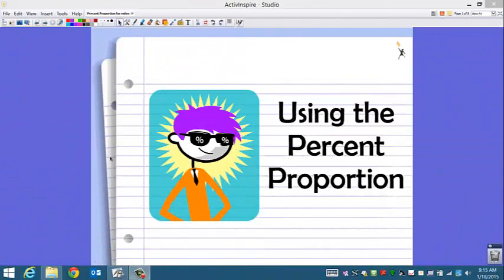This lesson is on using the percent proportion. You have learned how to solve for the percent of a number, the percentage amount, or the whole amount by using percent bar models. Well, now we're going to introduce you to something a little bit easier, and it's called the percent proportion.